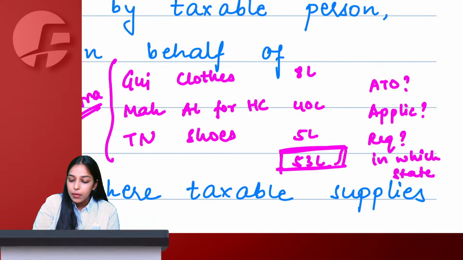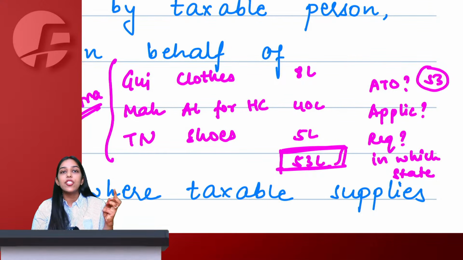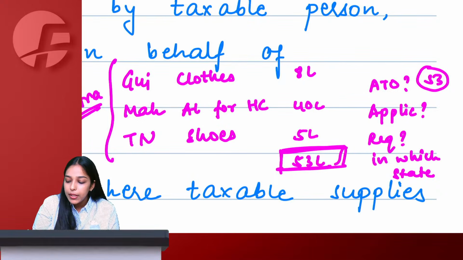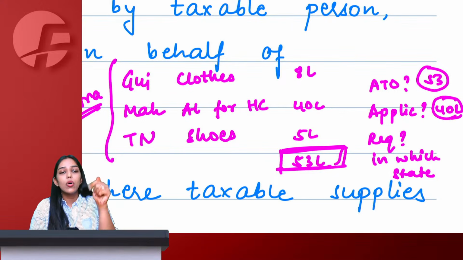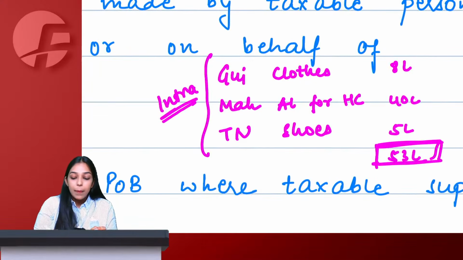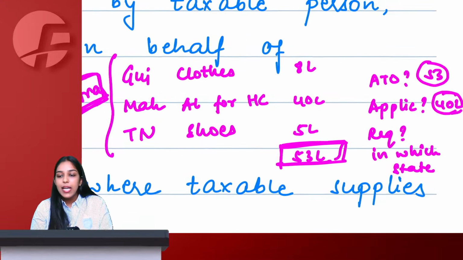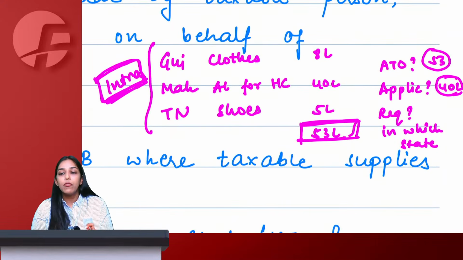And ma'am, the applicable limit, because we are supplying goods only. In Gujarat, Maharashtra and Tamil Nadu, none of them are special category. So the applicable limit for me would be 40 lakh. Right? Clothes, alcohol and shoes. All 3 things are goods. Plus, I am making only intrastate supplies, no interstate supply, which means the applicable turnover limit to me would be 40 lakh. Manikanta, I hope you understood.